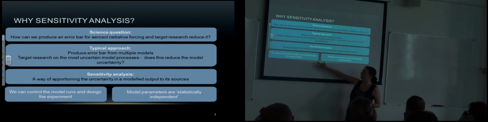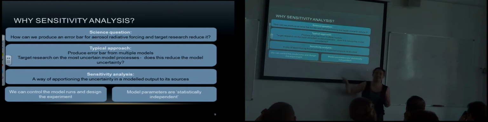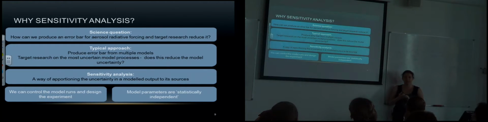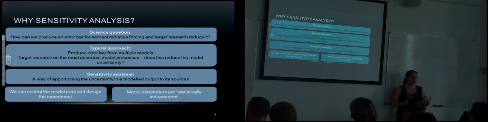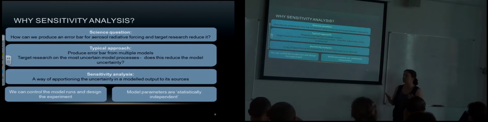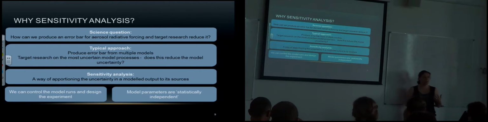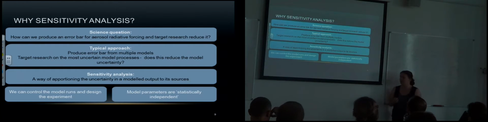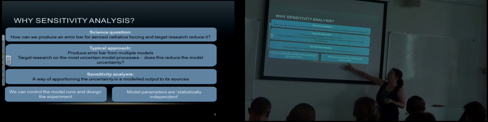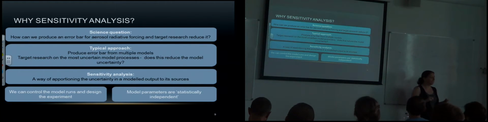And then more importantly, we could do it with our model. We can control the model runs in our model. It's deterministic. We give it a set of inputs, and we can get out the model output. So we can design an experiment. You can't design a multiple model experiment in terms of those parameters. You can ask everybody to set them to the same thing, but because you don't actually know what's going on, it's not actually a designed experiment. And actually what happens is they give you their best model run and you don't know what those inputs were. And also these model parameters are statistically independent, okay?